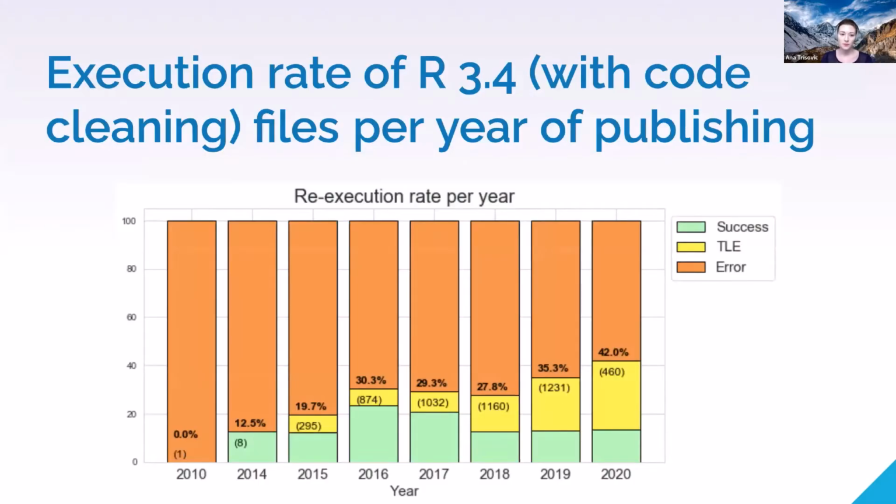Okay, so this plot shows us the re-execution rates per year of publishing, so per year of publishing data and code in Dataverse. And here we can see what I was hinting at before, and that is that R is not backward compatible. Because we use the newer version of R, we can see higher reproducibility rates in the last few years than further in the past.